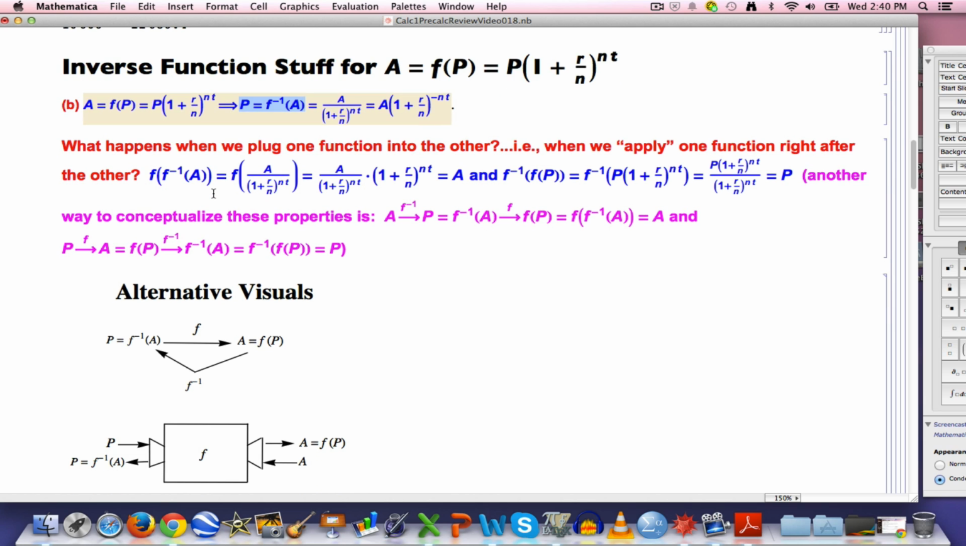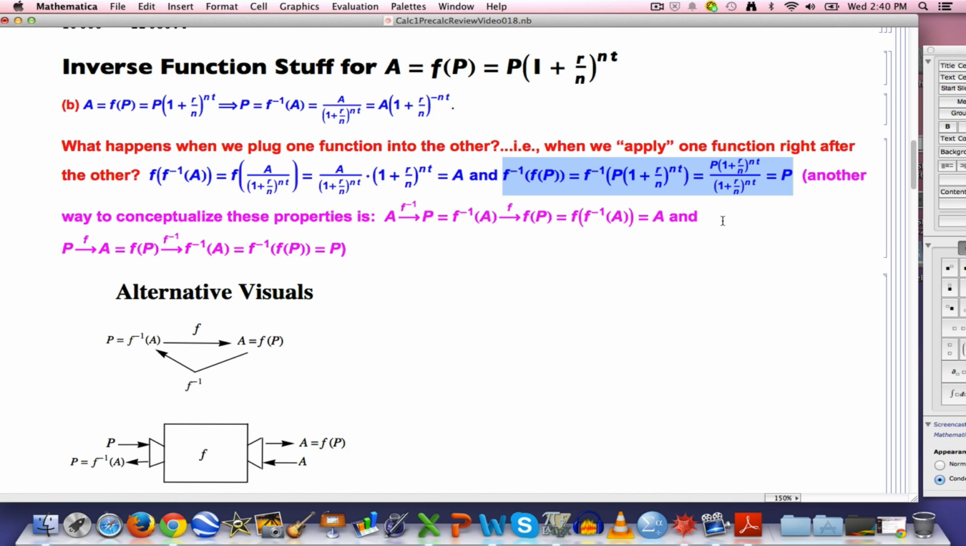Alright, you should probably pause the video and take notes on all this stuff. Here's the algebra that I did in the last video to illustrate what happens when we plug one function into the other, the function and its inverse. Here I'm plugging f inverse of A into f. You ultimately get A back at the end. You can do it the other way around. You can plug P into f first and then that value into f inverse.